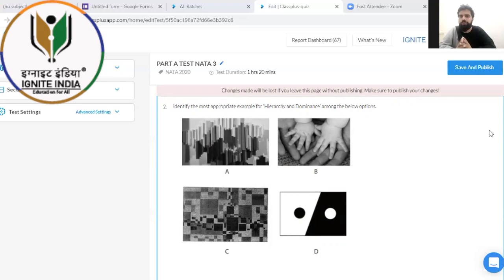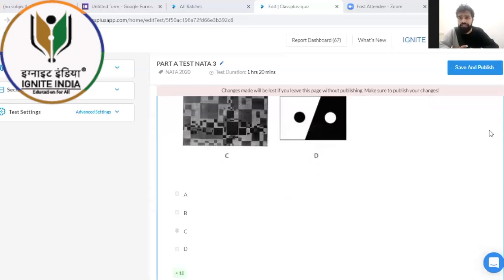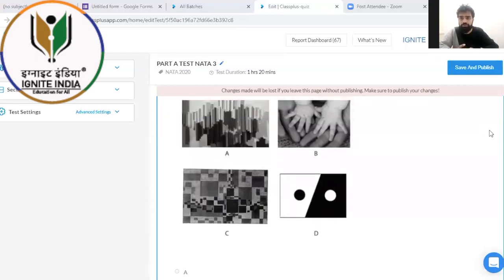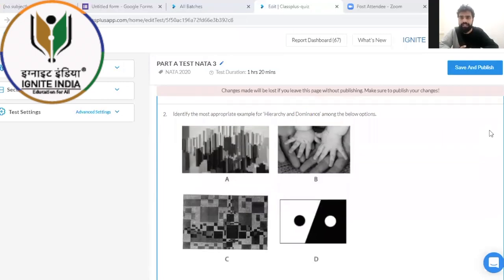If we see option D, I have told you earlier how to use the elimination method. So D, which is black and white, means contrast cannot be possible. B is showing support, love, cannot be possible. Now in options A and C, in both images we can see dominance, but at the same time hierarchy, which goes into the line. So the right answer is C, because that is the appropriate example for both dominance and hierarchy. So that would be the right answer over here.